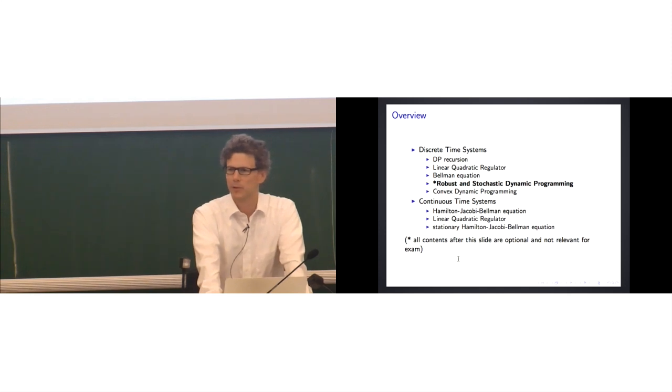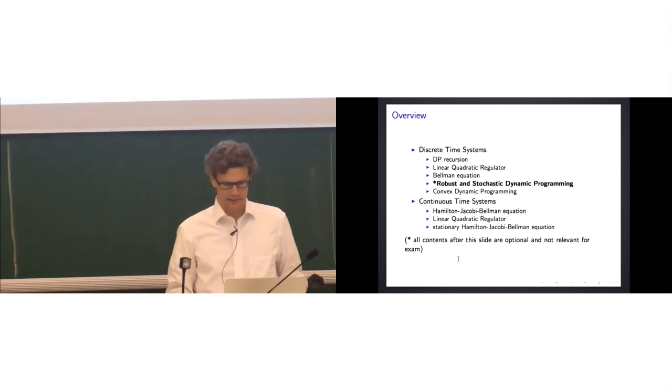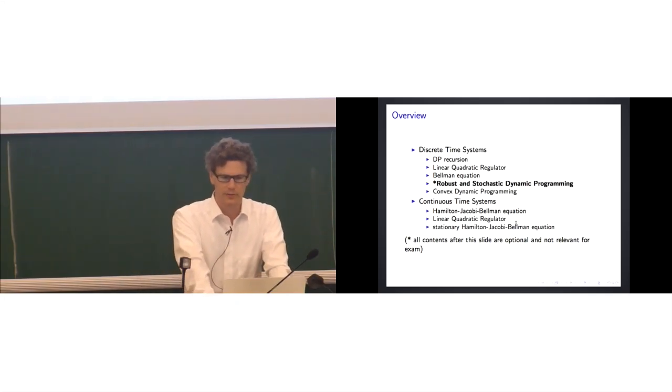Chapter of dynamic programming, and we derived the linear quadratic regulator. We stated the Bellman equation. But now I want to come back to dynamic programming, not the stationary solution, but just dynamic programming as an operation from one time step to the previous one, and extend it to robust and stochastic systems.